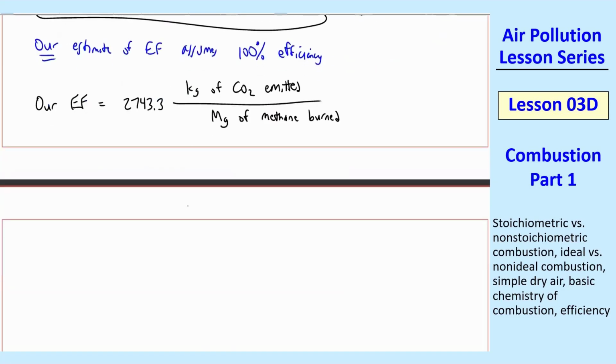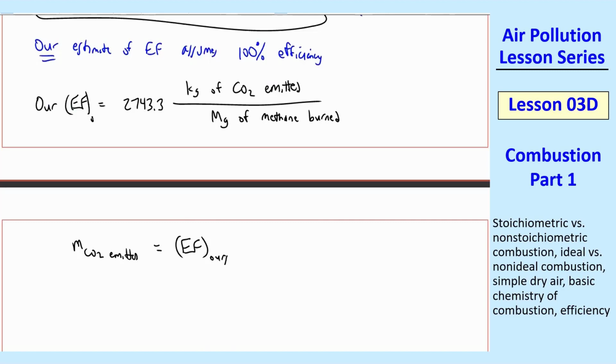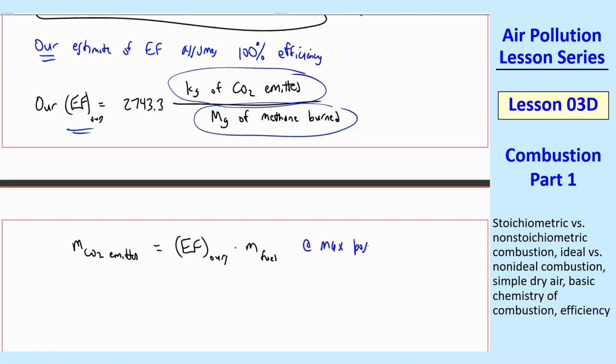And so I'm going to write the mass of CO2 emitted from the above equation is equal to EF times M of the fuel. So all I'm doing is looking at this as the mass of the CO2 emitted, and this is the mass of the fuel on the denominator, and then our EF on the left. So this is the equation that we want. And remember, this is at max possible efficiency. I'm going to call this equation 2.